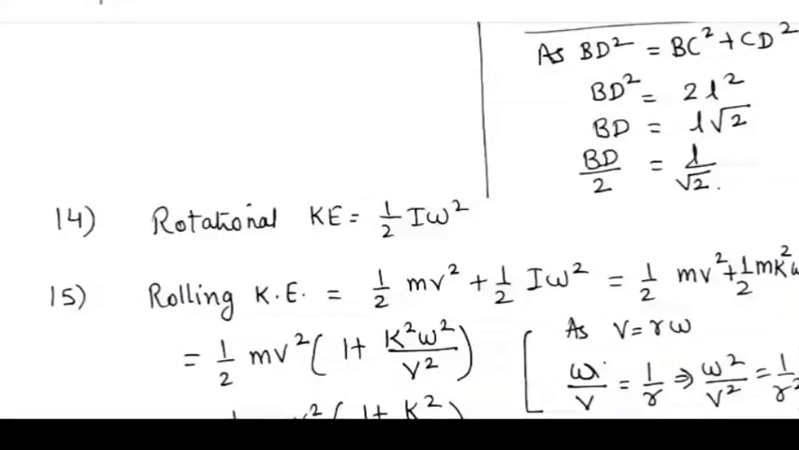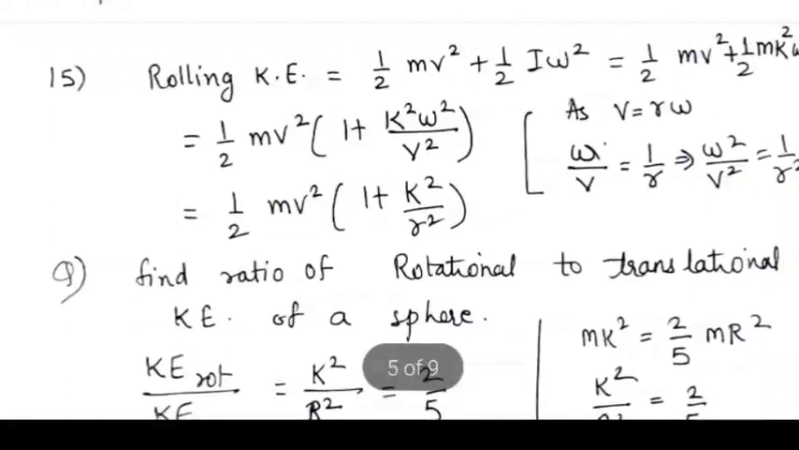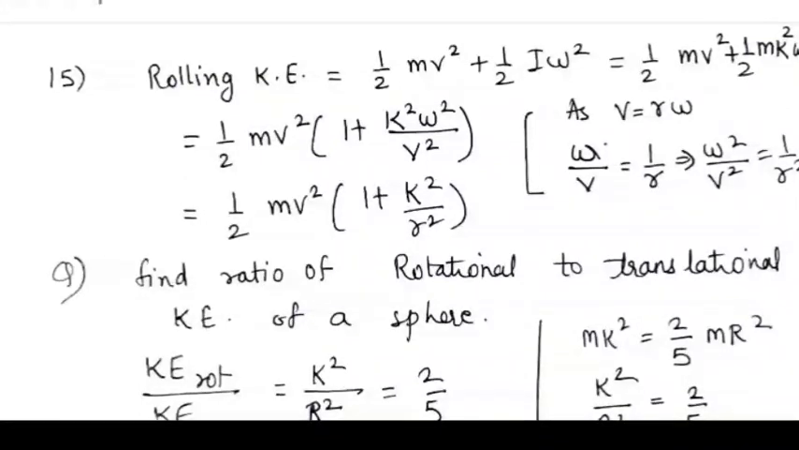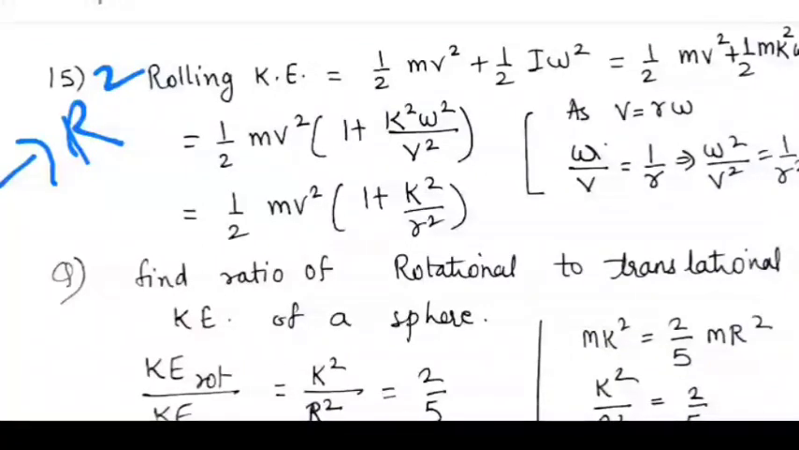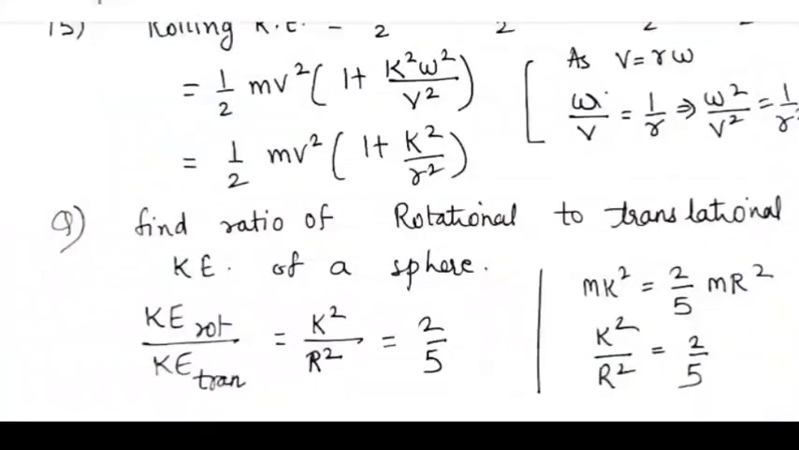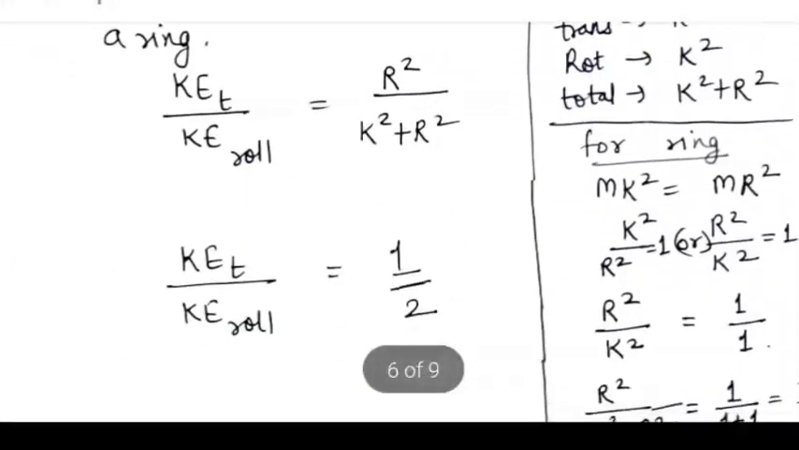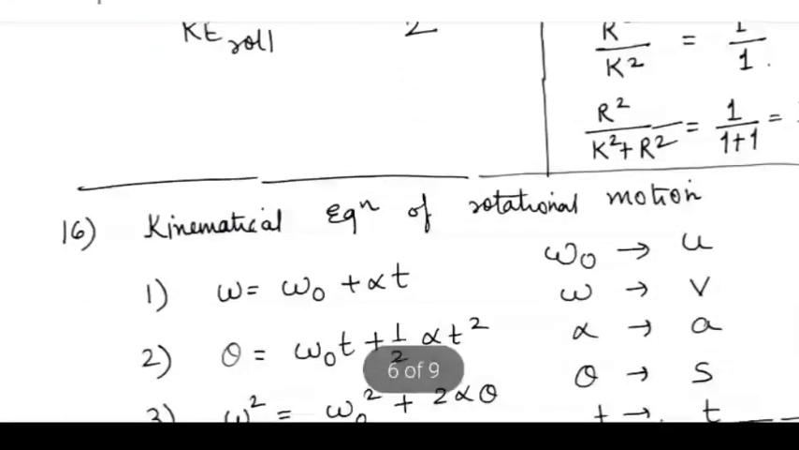Now rotational kinetic energy is half I omega square. Hence we have found rolling kinetic energy. This is a shortcut. Suppose you have to find translational upon rotational. Then in front of translational you take r square and in front of rotational you take k square. With this short trick you may find the ratio asked in the question. So I have given this example. These are mostly asked in CET.